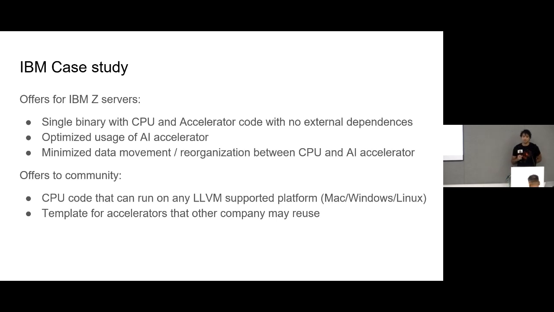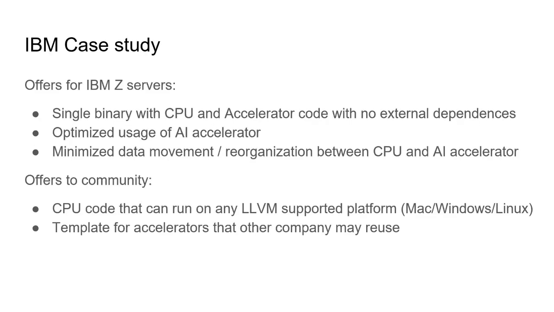Excellent, just on time. Yeah, so IBM, basically, we use ONNX MLIR for two different purposes. One is to offer IBM servers top performance. And so here, we really want to get a single binary with CPU and accelerator code with no external dependencies. In some ways, for our edge servers, we want something very tight with no dependencies on other things that may have a risk or security issues. So we wanted full control over the entire stack. And so ONNX MLIR is perfect for that.